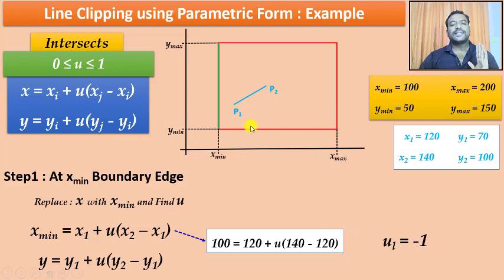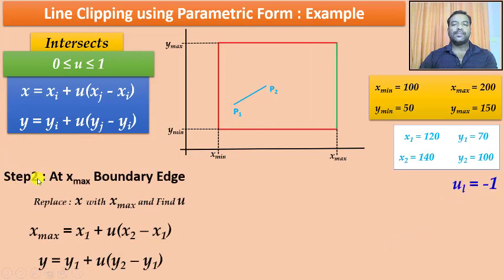I should do the same operation for the remaining 3 boundaries or the edges of your clipping window. Hence, now we'll move on to step 2. In step 2, we'll consider the right boundary, which is x maximum. Hence, I replace x with x maximum now. At step 1, I replaced with x minimum. Now I am replacing with x maximum, and the equation remains the same. Only I am replacing with x maximum.